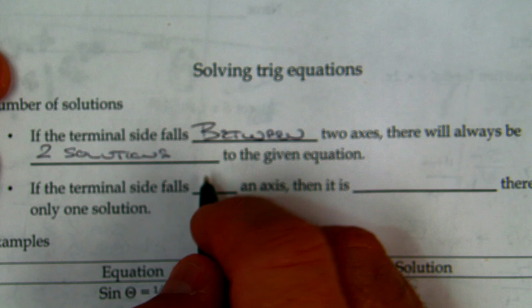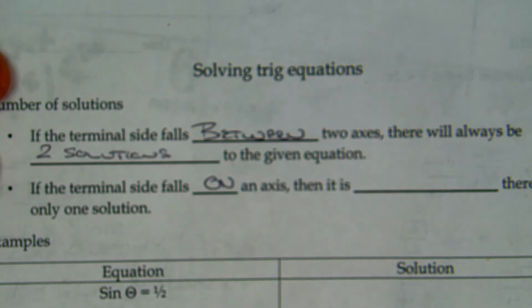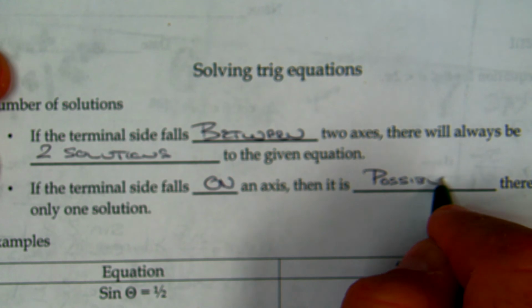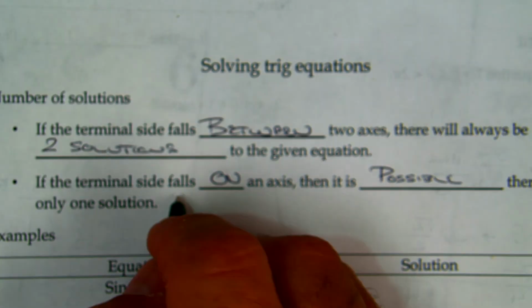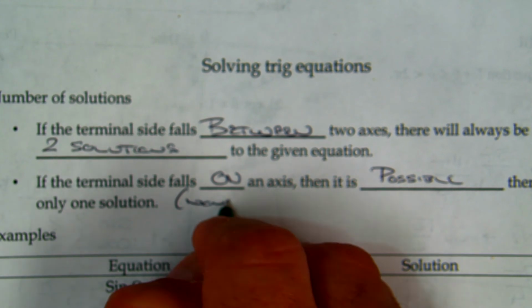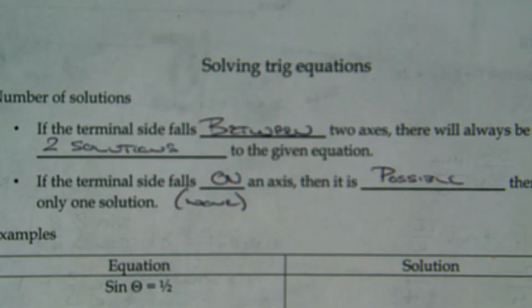If the terminal side falls on an axis, then it is possible there is only one solution. And there could be none, as we know from yesterday's notes, when something does not exist.